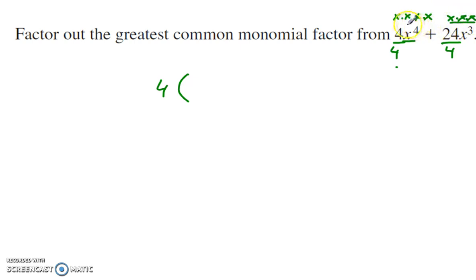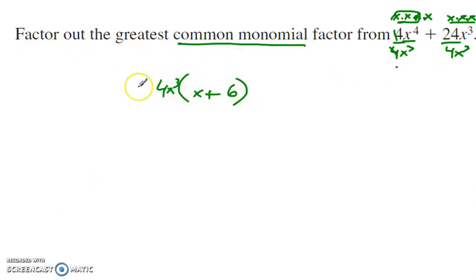Here we have 3 factors of x, there we have 4, which means they each have 3 in common. So we're going to factor out 4x to the third. That means divide each of these by 4x to the third. That cancels out the 4 and leaves me with one factor of x, x to the first power, or just x, and then plus 24 divided by 4 is 6, and then x to the third divided by x to the third is this. So now I've factored out the greatest common monomial factor.